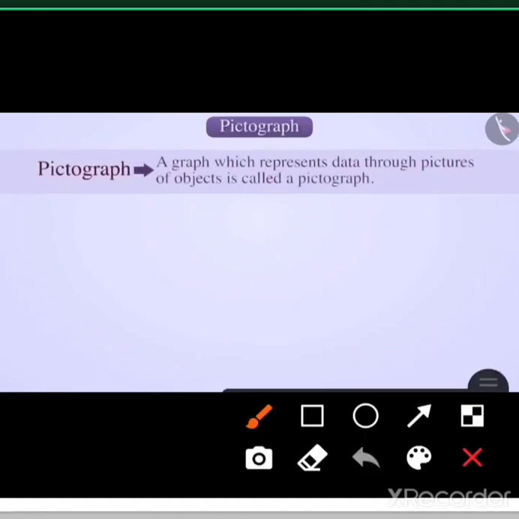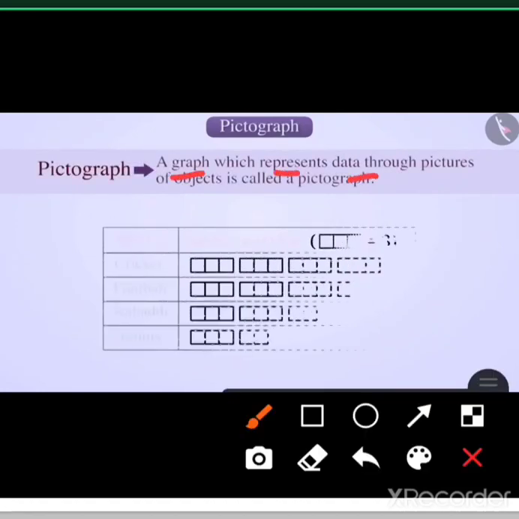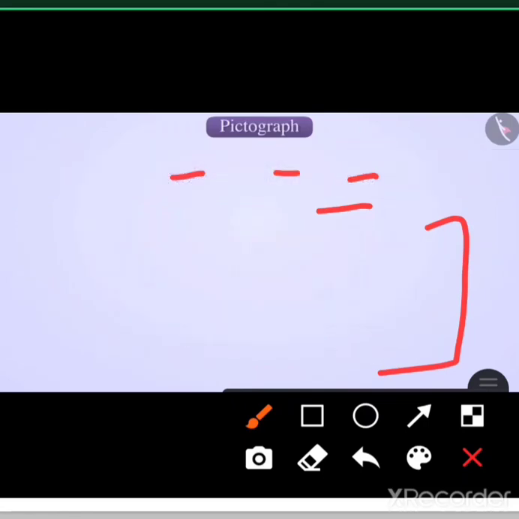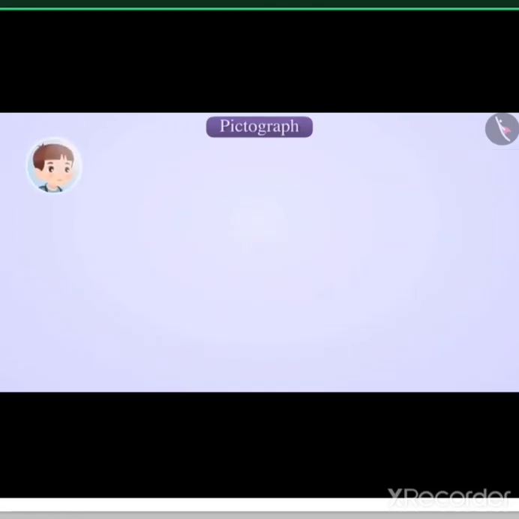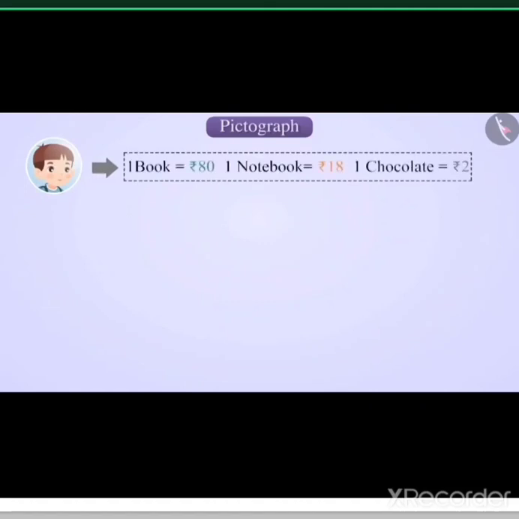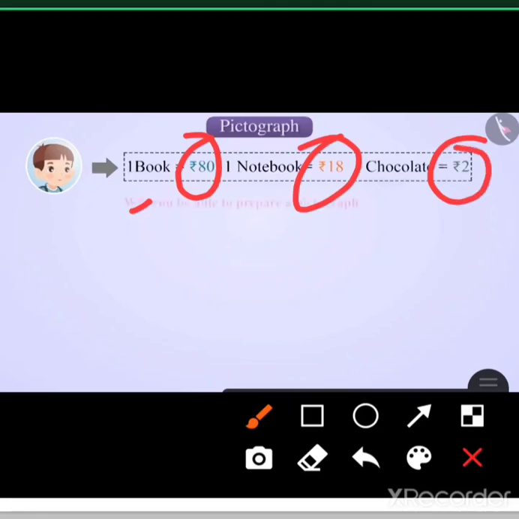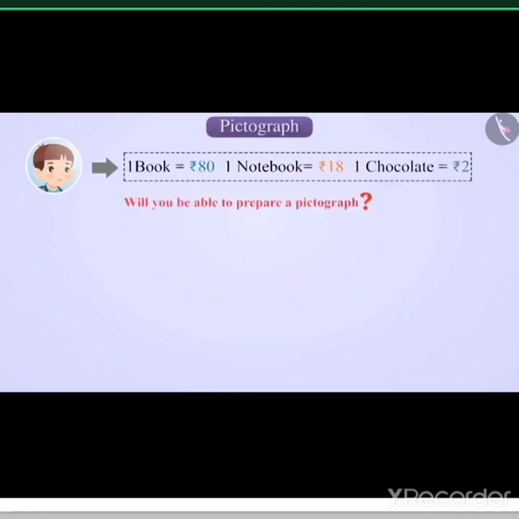Now in the last assignment we learned about pictograph. A graph which represents data through pictures of objects is called a pictograph. Here is a pictograph of sports and the number of students who like different types of sports. Let us take an example. A boy purchased one book for rupees 80, one notebook for rupees 18 and one chocolate for rupees 2. Will you be able to prepare a bar graph? Pictograph, sorry. So let us try.